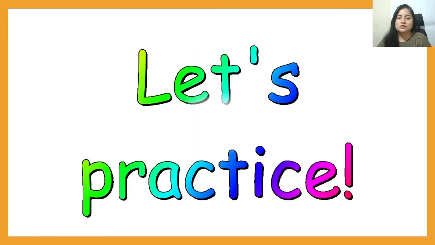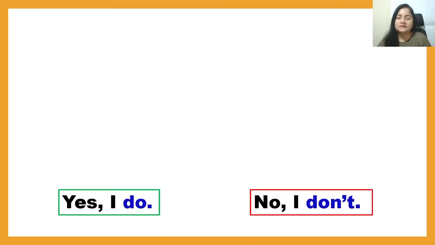Okay, let's see some more examples. And let's practice this grammar part. So here I have 2 short answers. Yes, I do, and no, I don't. So with this kind of answers, I'm going to ask you personal questions. So my question is going to start with, do you? And it depends on you how to answer. Maybe your answer is affirmative or maybe your answer is negative. It depends on your situation. Okay?